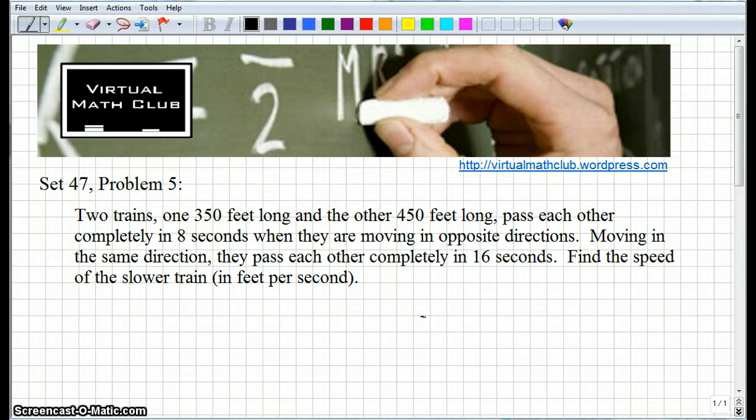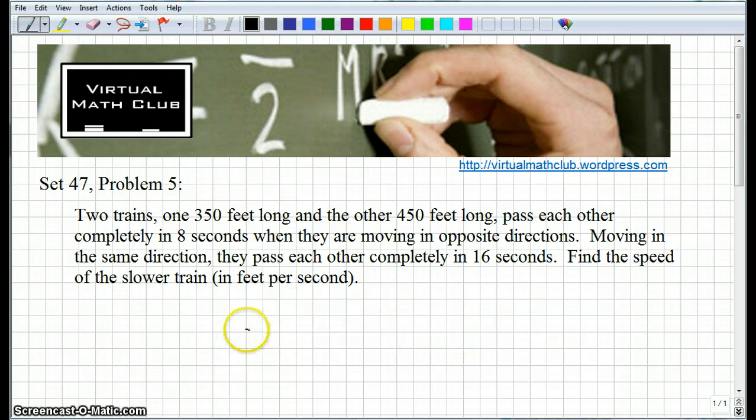In problem number 5, we have two trains, one 350 feet long and the other 450 feet long, and they pass each other completely in 8 seconds when they are moving in opposite directions. If they were moving in the same direction, they'd pass each other completely in 16 seconds. And we're asked to find the speed of the slower train.